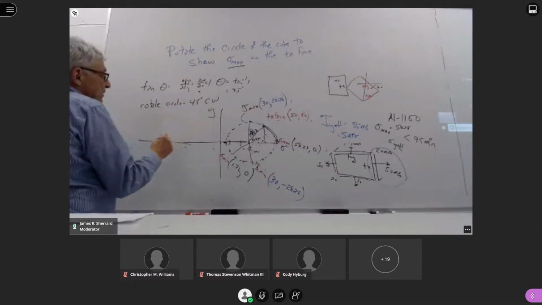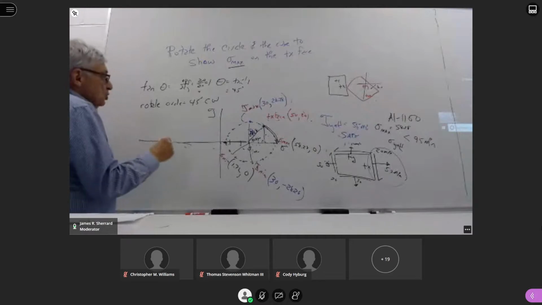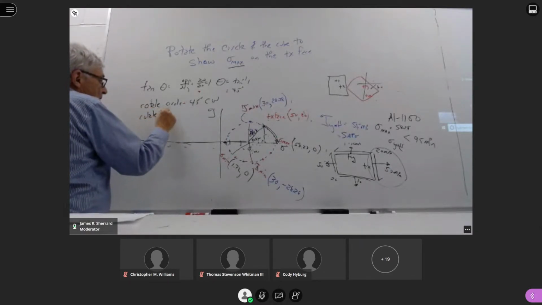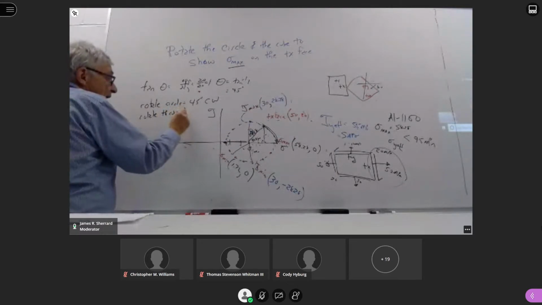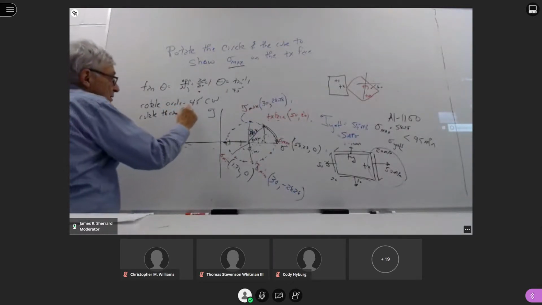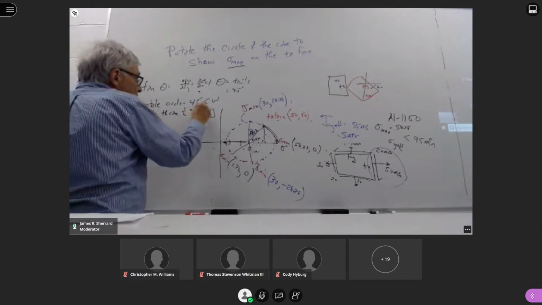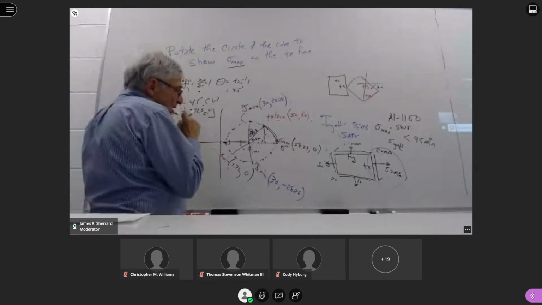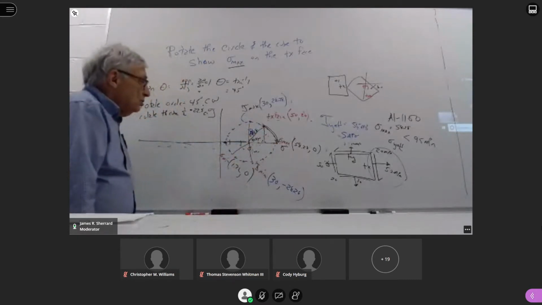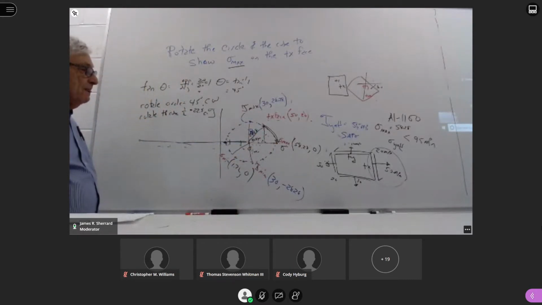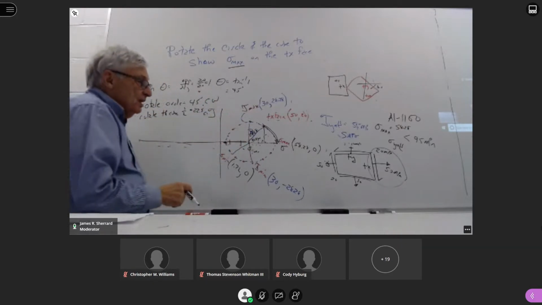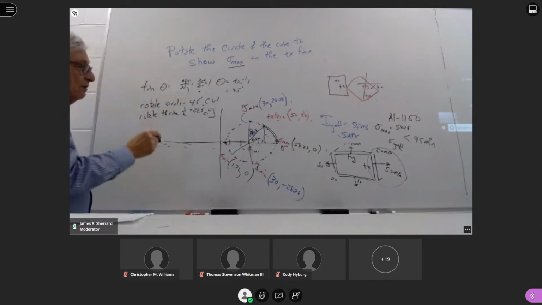So if I rotate the circle 45 degrees, I'm going to rotate the cube half of that, which is 22.5 degrees, and it still has to go clockwise. So whenever you rotate the circle, if you rotate the cube half as much, you will find out what the value is on the cube.